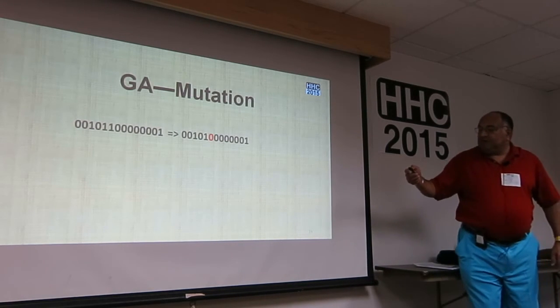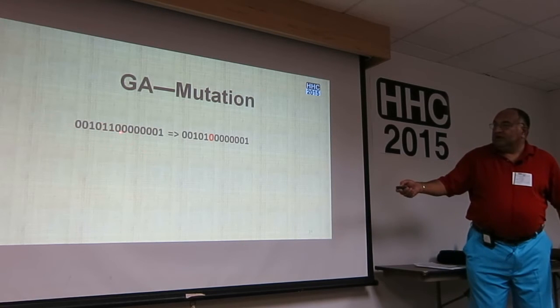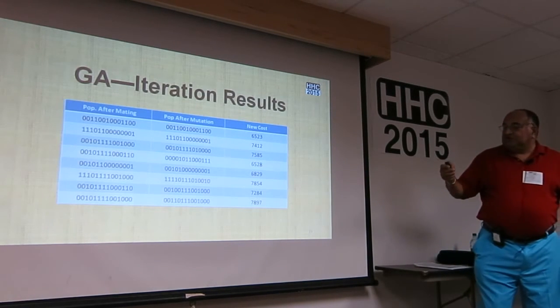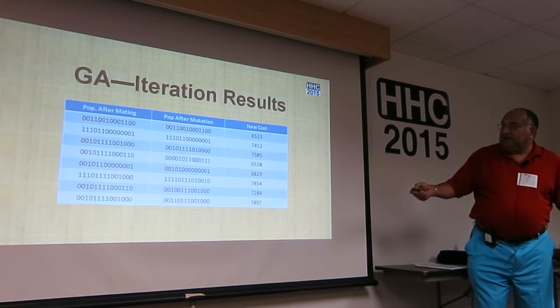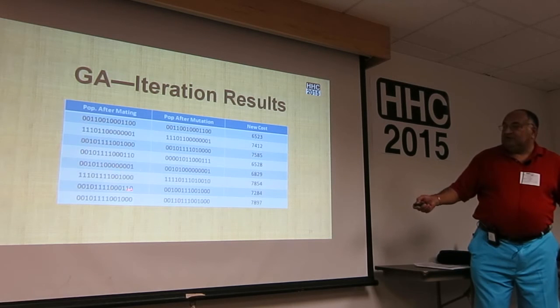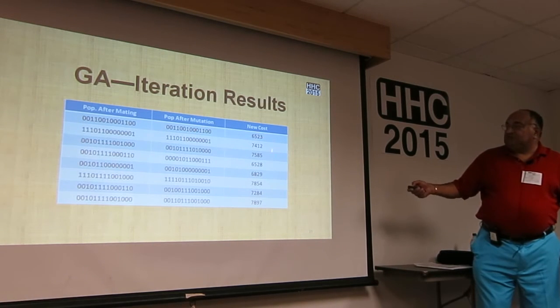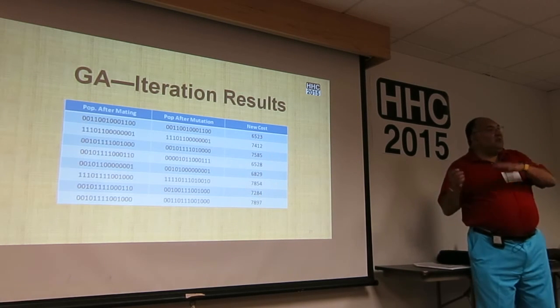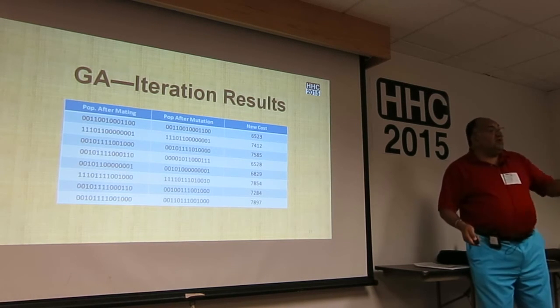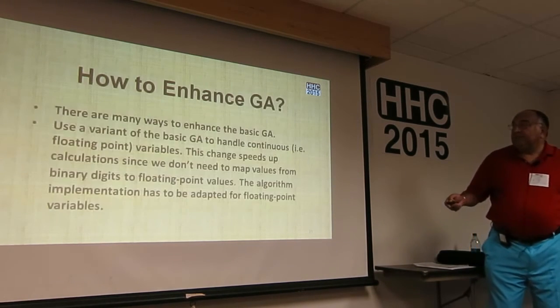And this is an example where we have a digit here. This one, we flip it, and it becomes a zero. So here's the new generation. This column shows you the population after mating, the zeros and ones after mutation, and then the new cost. And that would be the end of one generation, one iteration, and then you start all over again.